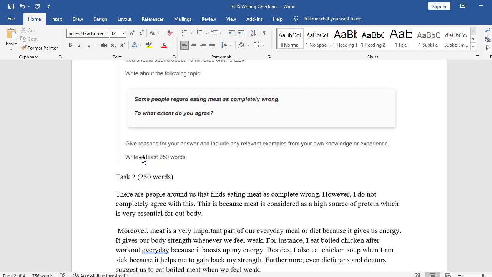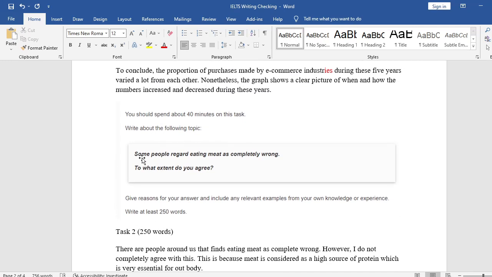So yeah, let's start. The question is, some people regard eating meat as completely wrong. To what extent do you agree? So here we do not actually have to completely agree or completely disagree. You do not have to say that yes, I completely agree that eating meat is completely wrong, that nobody should eat meat. You don't have to say that.